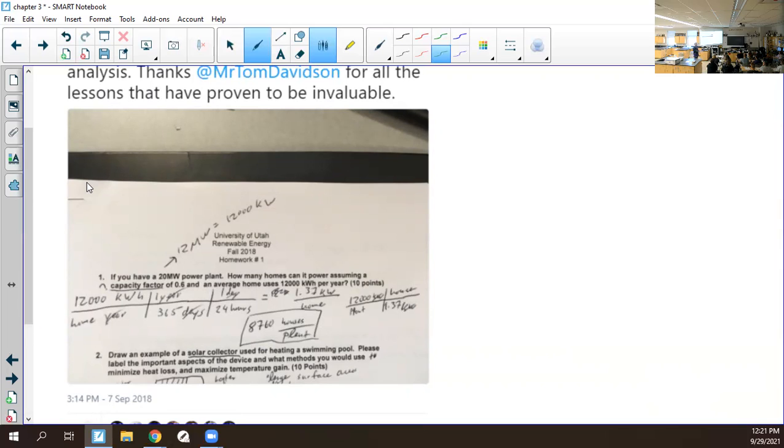This process I'm teaching you isn't just for chemistry. It works for anything where you have to convert something to something and you're given conversion factors. So 0.6 and 12,000 kilowatts per year. He just put it all right here. He had years to days, days to hours, and his other conversions. I don't know how to do this problem, but he had them all right there lined up.